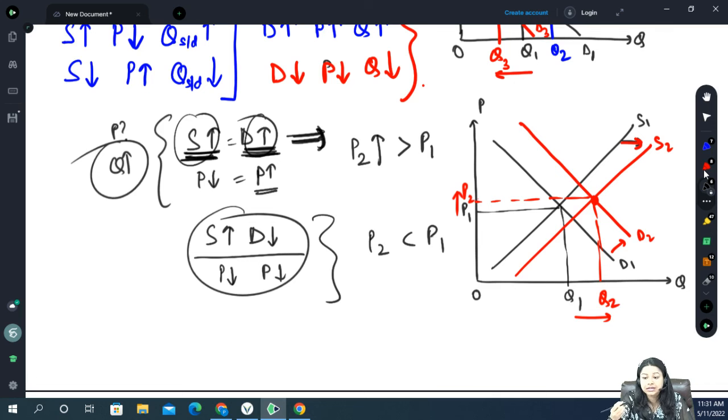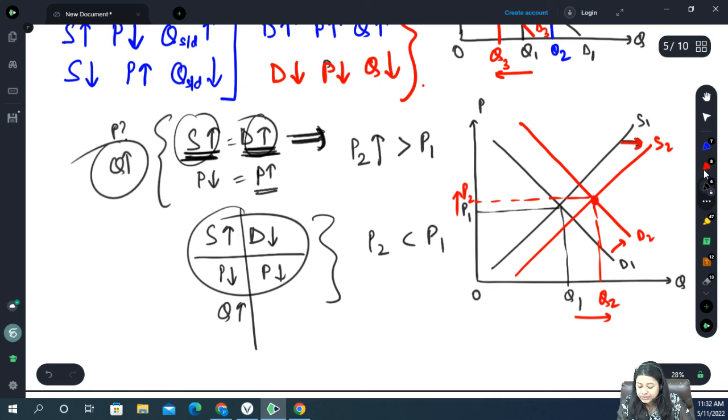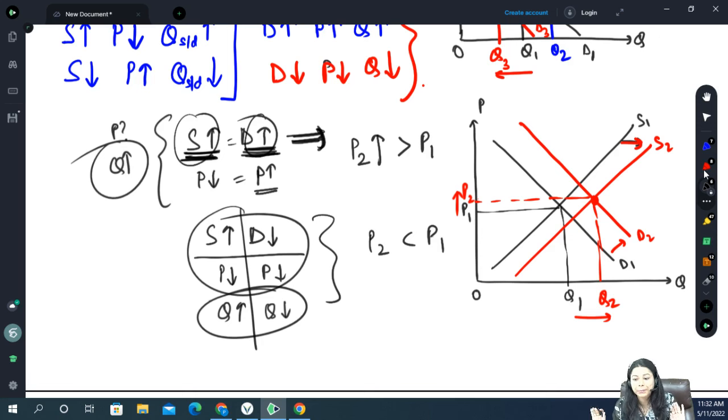In this case, when your supply is increasing, price is falling, quantity is also increasing. And when demand is decreasing, price is decreasing, quantity is decreasing. So quantity is uncertain, but price for sure falls. Therefore it is very important that you know these by heart, on your fingertips. You cannot waste time on these MCQs. If you sit down and draw the graph and check, it will take a lot of time. You have to be very quick with these MCQs. Clear? That is why I'm explaining it again and again.